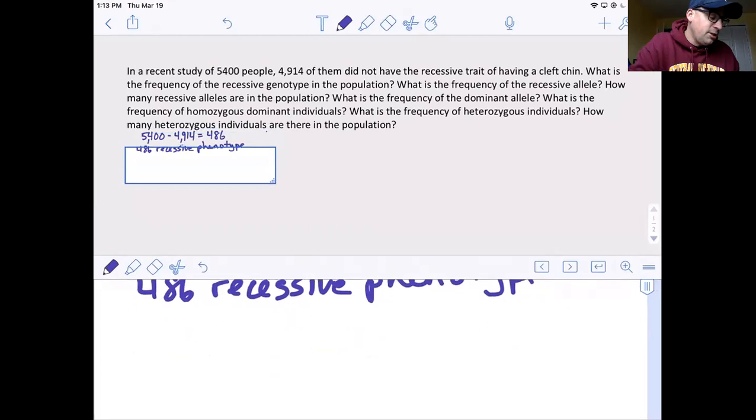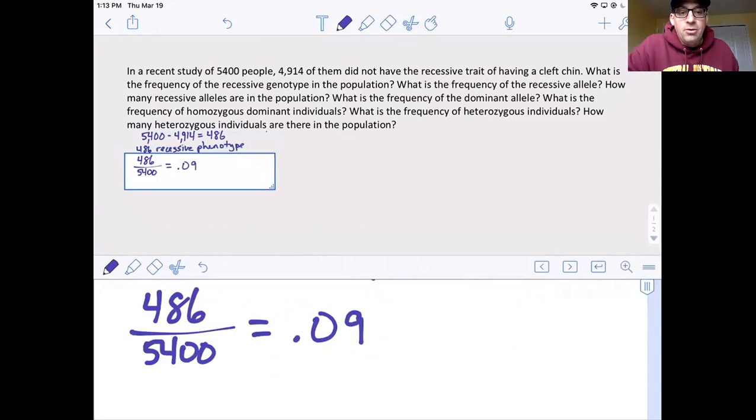So to figure out the frequency of the recessive genotype in the population here, I'm going to simply take my number of homozygous recessive individuals divided by the total number of individuals, and what that works out to be is 0.09. Now, which value in my two Hardy Weinberg equations represents the homozygous recessive frequency in a population? And hopefully you know that that is going to be my q squared value. Okay, so I just answered the first question. What is the frequency of the recessive genotype in the population?